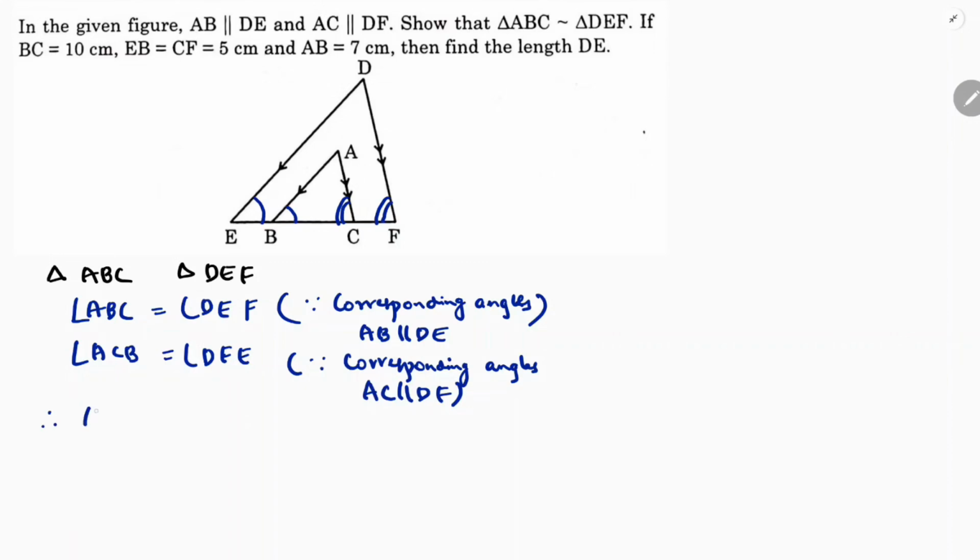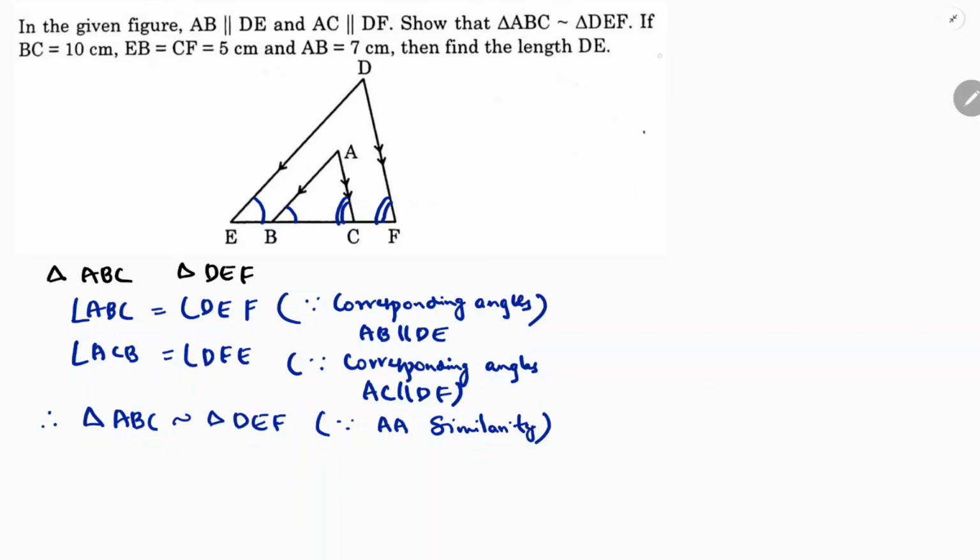Therefore, now two angles are equal in both the triangles. So triangle ABC is similar to triangle DEF. Angle similarity: two angles in both the triangles are equal, so by angle similarity, the two triangles are similar.